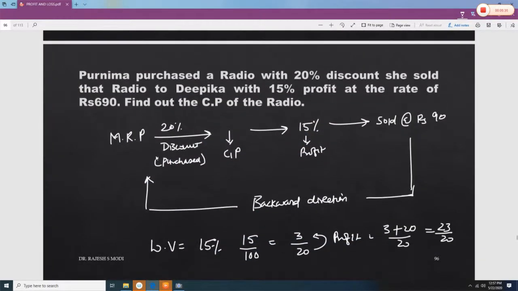Purnima purchased a radio with 20% discount. She sold that radio to Deepika with 15% profit at the rate of 690. Then find out the CP of the radio. So Purnima purchased at 20% discount, and then she sold to Deepika with 15% profit, and the real value at which she sold it to Deepika is rupees 690. So you have to do a backward calculation. Backward calculation means first you have to find out the whole value, then you have to flip the whole value figure.